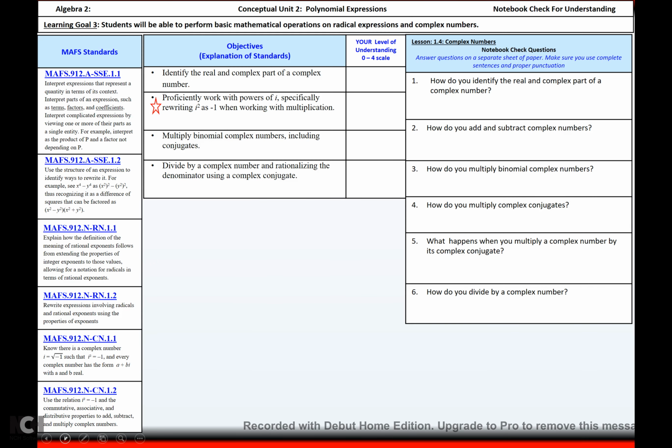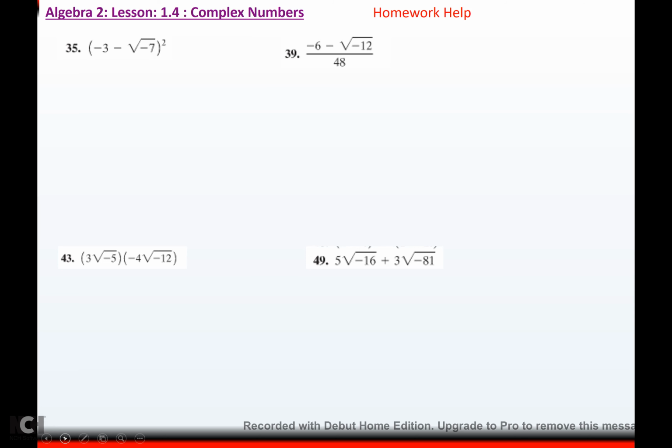Alright, so we've been working with the powers of i. If we try these, this is just some homework help on things you might run across. Again, first thing I'm going to do here is get that negative out. So this is going to be negative 3 minus i square root of 7, squared. To do this without killing puppies, you have to make 2 copies.